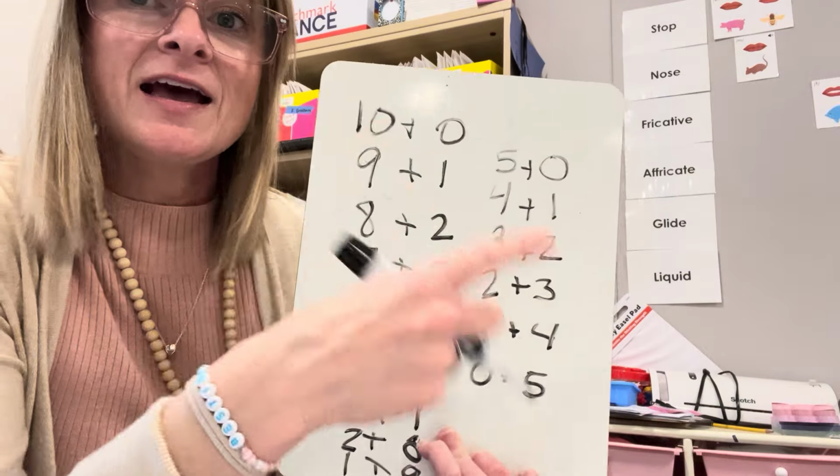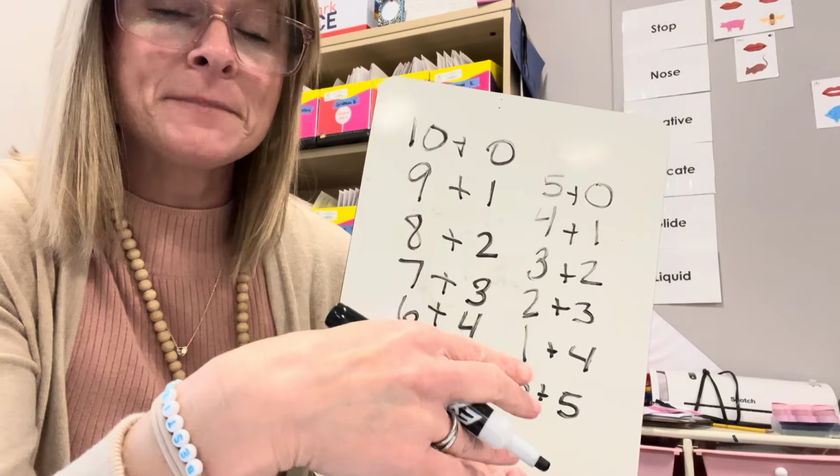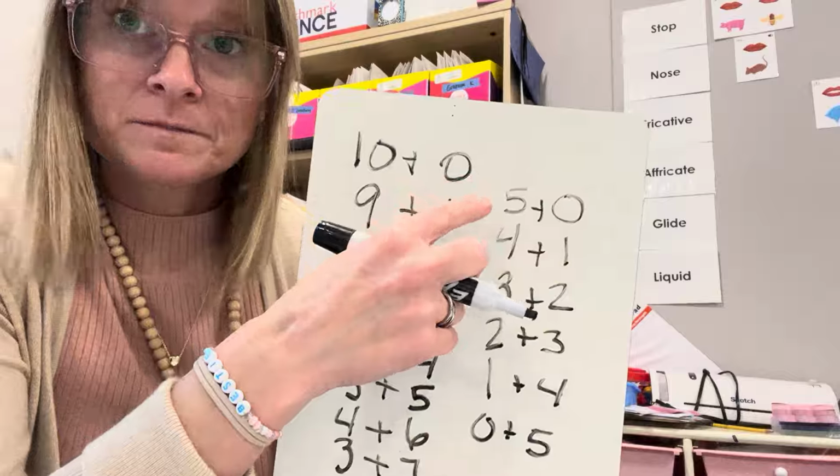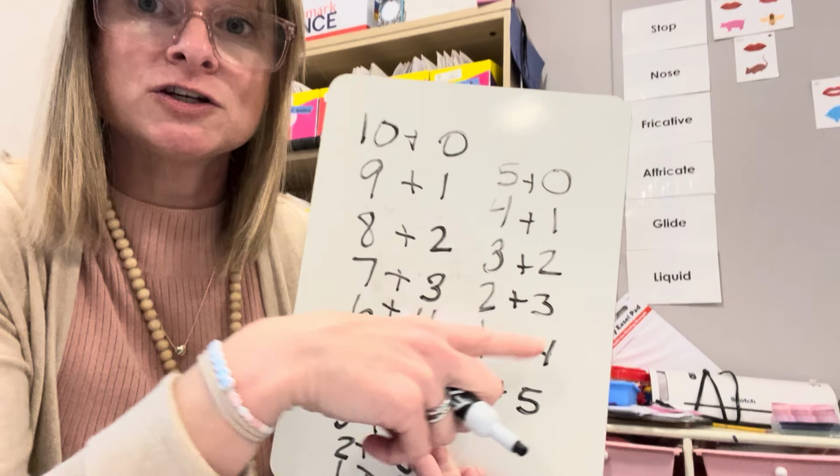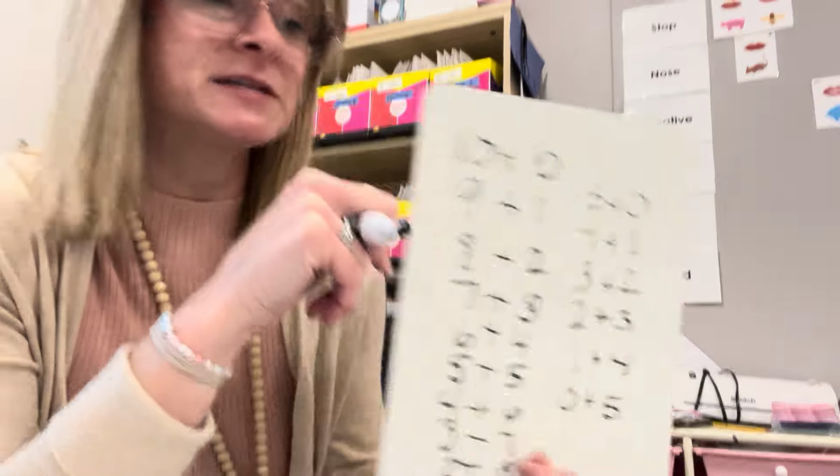So this is a way that when you're trying to think of ways to make a number and you can't think of other groups, count down, come back and count up. Make sure those numbers are all lined up. If they're not lined up, it doesn't work.